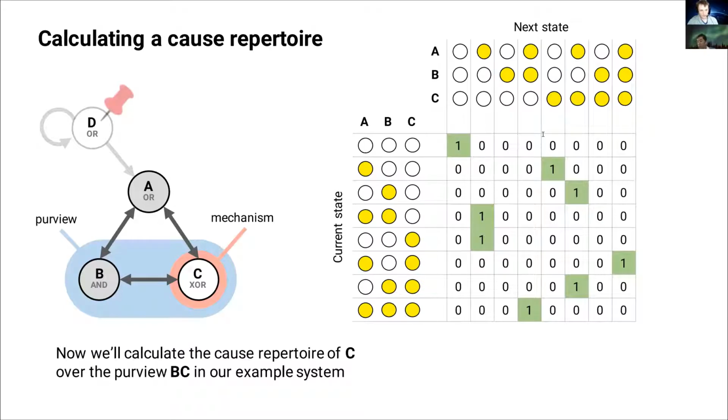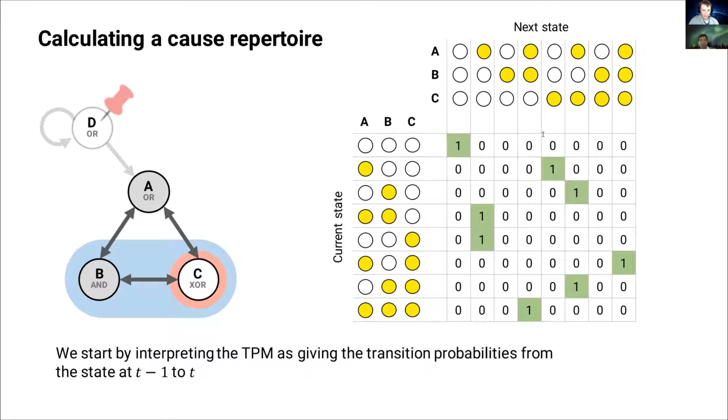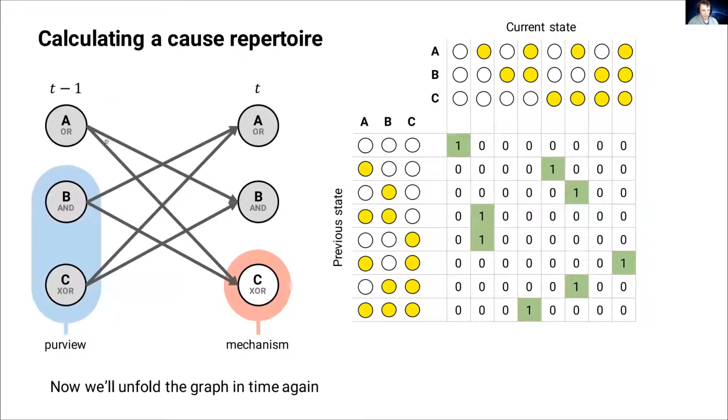And we can essentially use the same calculations. So if our mechanism is in state off, then what we do this time is we switch around our TPM. So now our current state is defined in the columns and our previous time step is defined in the rows. Again, here is a graphical distribution where C is our mechanism here at time step T and BC is our purview here at the previous time step.